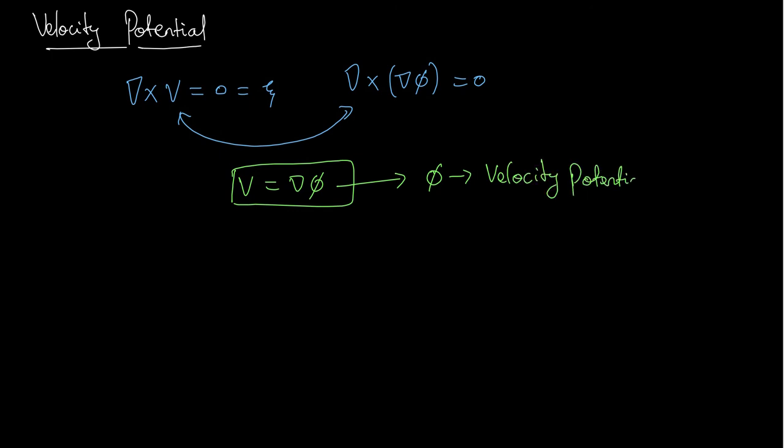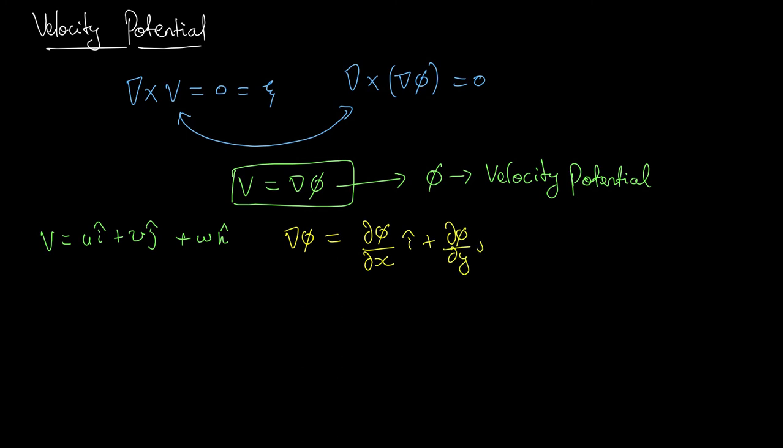This is what we call the velocity potential primarily. And for example, just to expand things, I assume V to be u i cap plus v j cap plus w k cap, as we always do. I can write my del phi to be dou phi by dou x i cap plus dou phi by dou y j cap plus dou phi by dou z k cap, right?